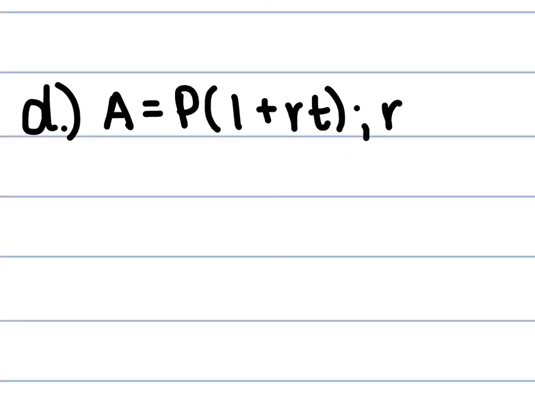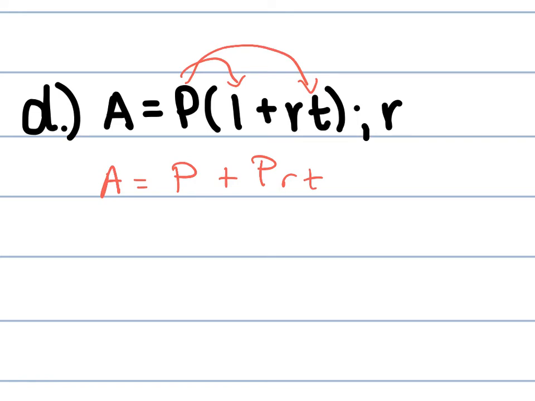A is equal to P times 1 plus R times T, and we need to get R by itself. So this is harder to work with because there's a whole mess of stuff going on. But if I were to do a little math first, this might be easier. And I'm not talking about plugging in numbers. Let's try distributing, because right away that looks like a hot mess to work with. So we get A is equal to P times 1, which is just P, and then plus P times R times T, which is PRT.